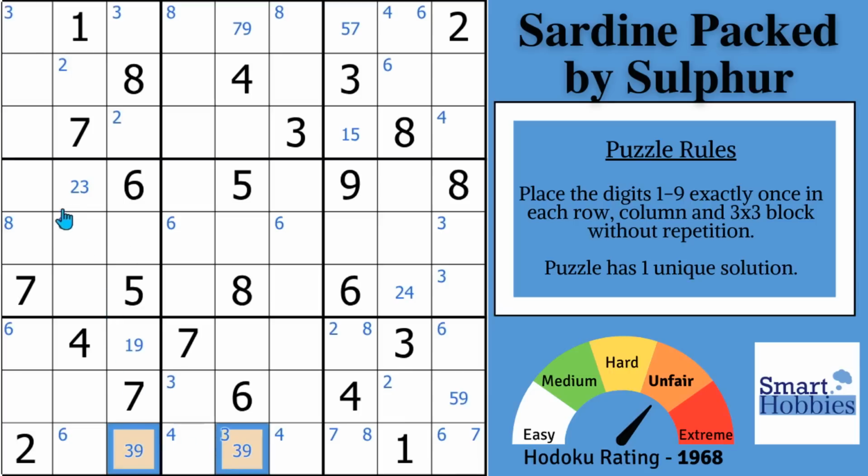These bivalue cells all throughout the puzzle don't really connect to each other other than that naked pair. So we need to look and think about the name of the puzzle. It's called Sardine Packed. And so Sulfur puts a great hint in the name of the puzzle, because packed means that there's going to be some restriction probably on an individual cell. Sardine refers to fish. And there are Sudoku strategies named after fish. Let's see if we can find one.